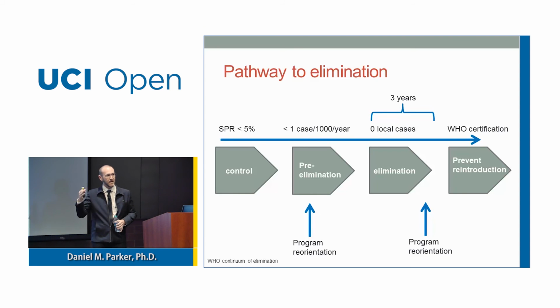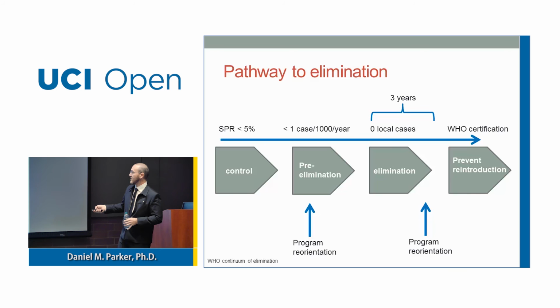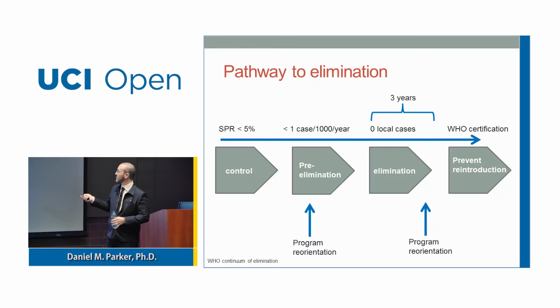So that would be, if you think back to that map I showed you of the greater Mekong subregion, a large chunk of the greater Mekong subregion. At that point, you have a program reorientation where you start thinking about elimination. And so it's going to be a little bit different than just having sick people come to the clinic. You actually need to go out and find where the reservoirs are to get rid of it so that you can bring it down to 0 local cases.